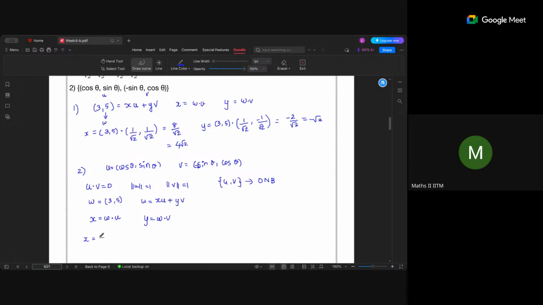x is 3 cos theta plus 5 sin theta, and y is minus 3 sin theta plus 5 cos theta. Okay, good.